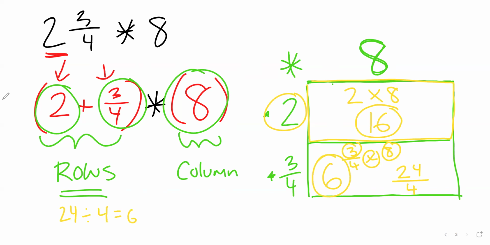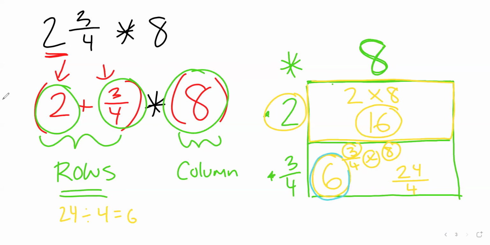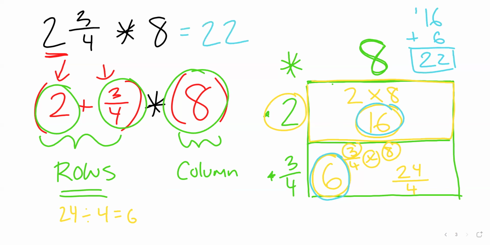Okay, so I have 16 and I have 6. If we go back to the next step, that means we are going to add our products. This one should work out pretty well, because I actually just have 2 whole numbers. So I'm going to take 16 and add 6 to that. That gets me 22. And that's my answer. When I take 2 3/4 and multiply it by 8, I end up with 22 as my final answer.